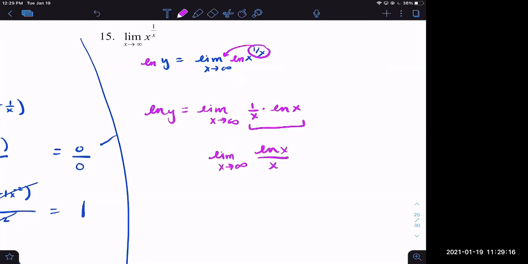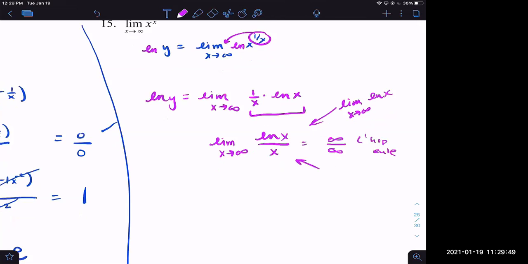Because I want to see if this is a L'Hopital's rule question. If we take the limit of ln of x as x goes to infinity, what does the top approach? What is the limit as x goes to infinity of natural log of x? Infinity. What about the bottom? What's the limit of the bottom as x goes to infinity? Infinity, which is great because now we can apply L'Hopital's rule.